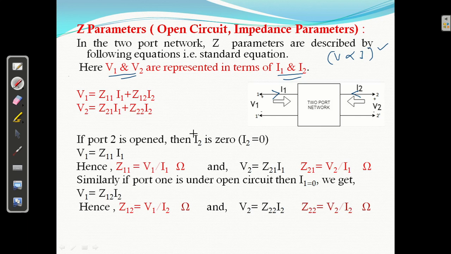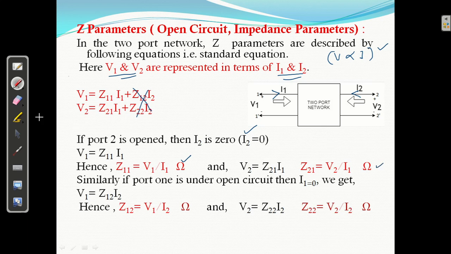Now, if port 2 is open, if you leave port 2 open, which term will be zero? Current. If the port is open, the current will be zero. Port 2 is open, so current I2 will be zero. This term will be zero. So what will Z11 be? V1 by I1 remains. So Z11 equals V1 upon I1, in ohm. Similarly, Z21 will be V2 upon I1 in ohm, right?